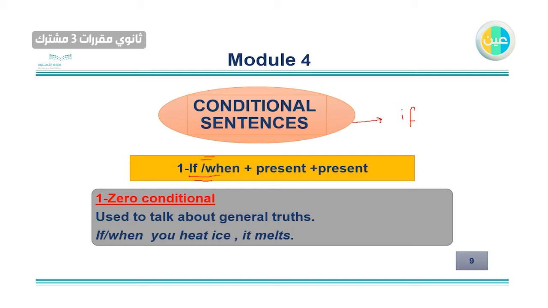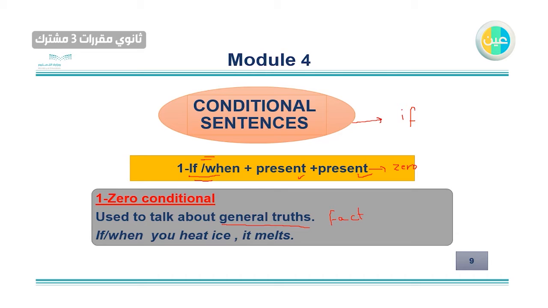So here you have an if clause, you have a present. In the other part, or the main clause, you have a present. Why present? Because this is zero conditional. What I mean with zero, let's look. Zero conditional is used to talk about general truth. So when you talk about general truths or facts, you are going to use zero if. What do I mean with zero if? If or when, then present, okay?